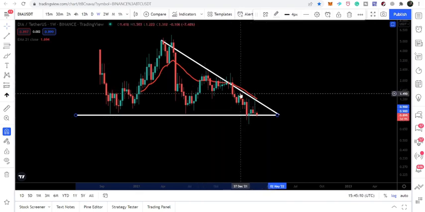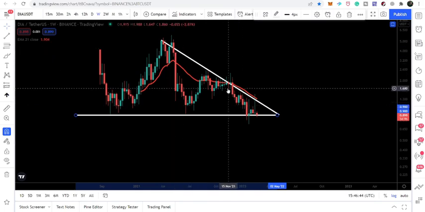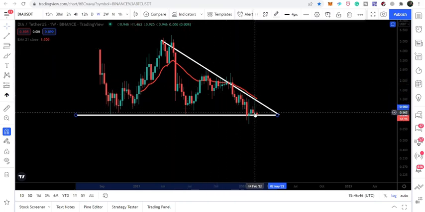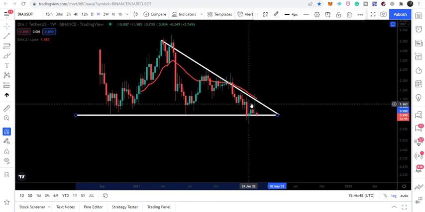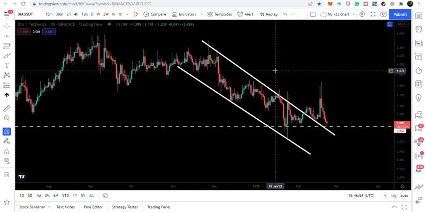You can see we are at the end of this triangle, and DIA is making several attempts to break out this triangle continuously. And as we are at the end of the triangle, it is possible that it will break out this resistance very soon, because we have broken out a very big resistance of this down channel. So this was the update so far.